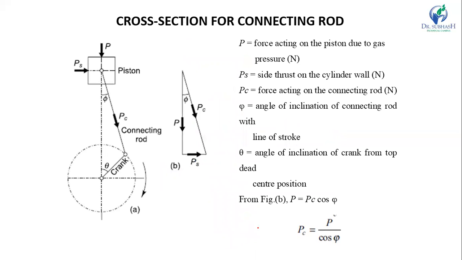Now, cross section for connecting rod. You can see here, this is the crank. The crank is rotating and here is the piston. The piston is reciprocating in this direction. So this reciprocating motion is converted into the rotary motion in this direction. Now let us see what forces are acting on the connecting rod. P is the force acting on the piston due to the gas pressure.